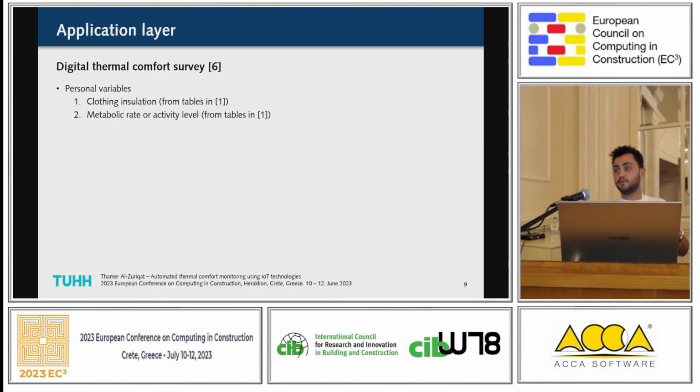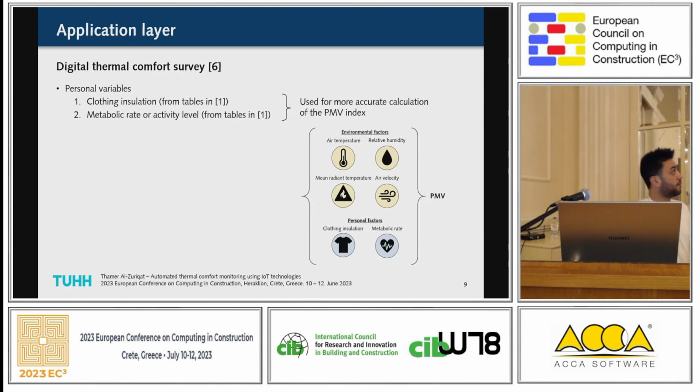So we need some inputs also from the building occupants, and those inputs first represent personal variables, as I mentioned, like the clothing, what kind of clothes you're wearing. Is it a t-shirt? Are you wearing trousers or shirts or whatever? And then also the metabolic rate, what kind of activity you're doing in the building. Are you standing? Are you walking? Are you sitting? And then we take these parameters, as I said, and they get sent back to the sensor node to calculate the PMV value.